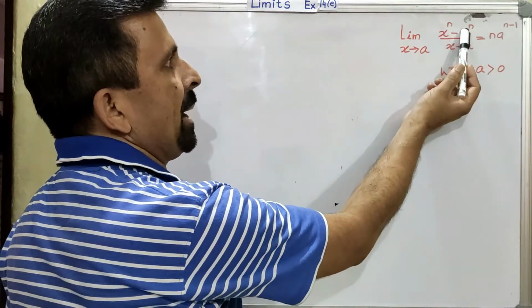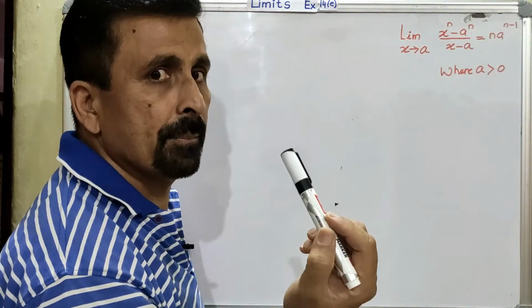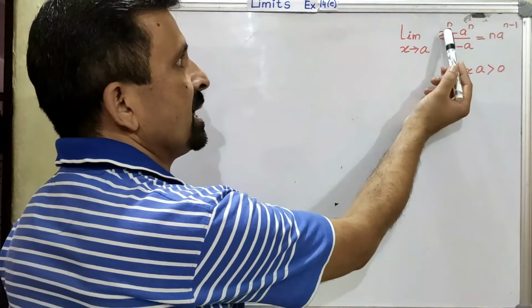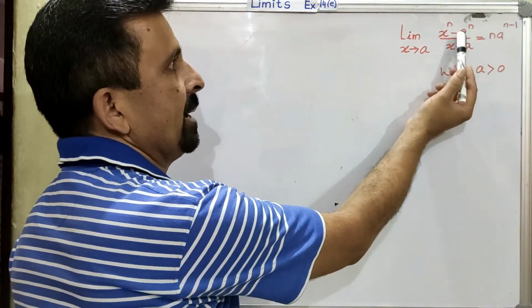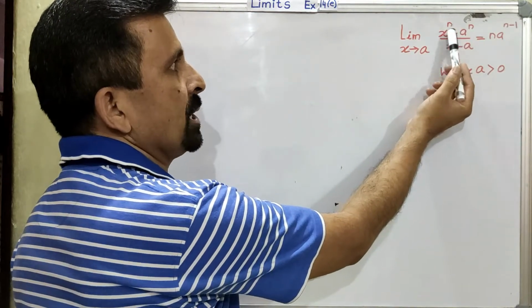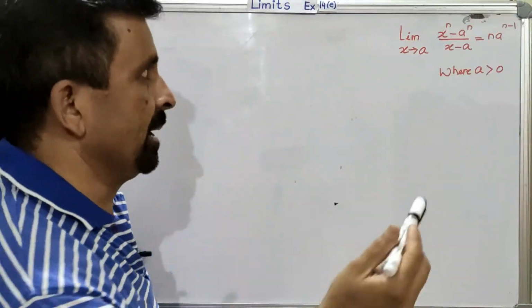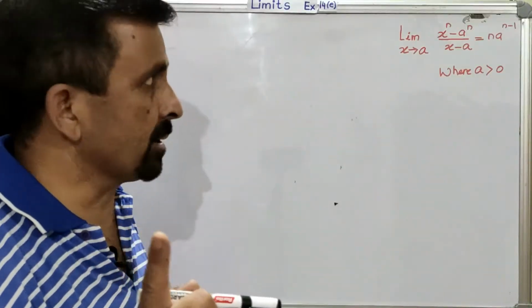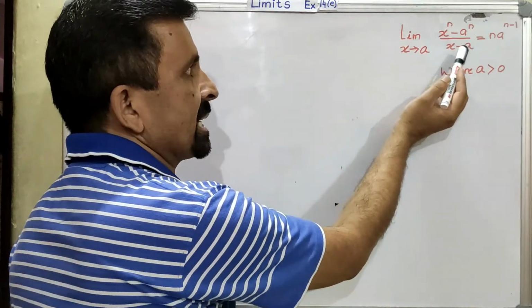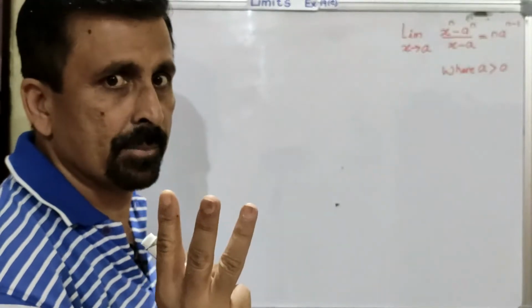That the base of the numerator has to be the same as the denominator. Please be mindful of that. If this is x then this should be x, if this is a then this is a. Number one, the base of the numerator is the same as the denominator. Number two, the power of these two should be the same. And if this x is tending to a, these are the three requirements.